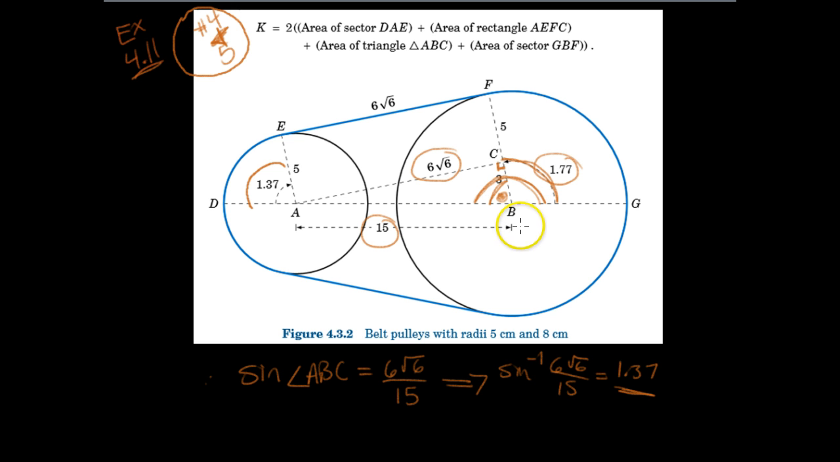All right. So once you have the angle, you know the radius of this circle. Excuse me, the radius of this circle is given to be 8. That makes more sense because it's 3 plus 5. The radius of this circle is 5. So that's all you need to find the area of the two sectors.